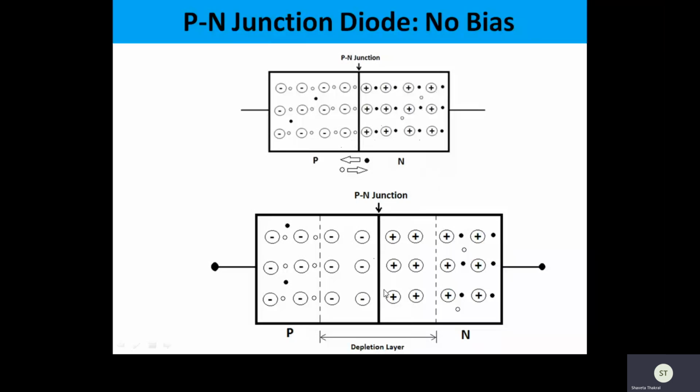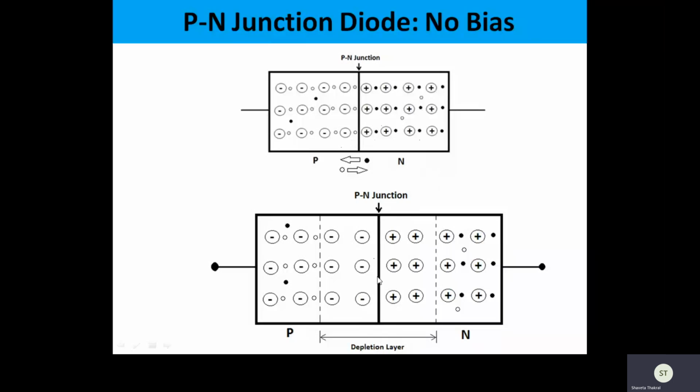In this particular area near the junction, a layer is formed containing only immobile ions, and this particular layer is called the depletion layer. Why is this called the depletion layer? Because this layer gets depleted of free or moving charge carriers. It is left only with the immobile ions. When this depletion layer gets established at the junction, a barrier is formed at the junction, and that particular barrier is called the potential barrier.